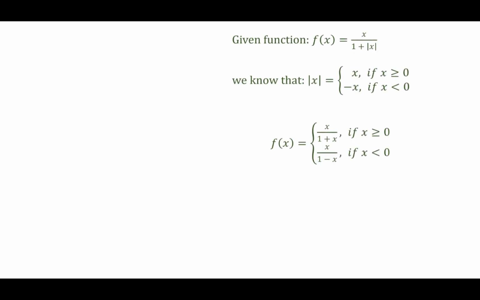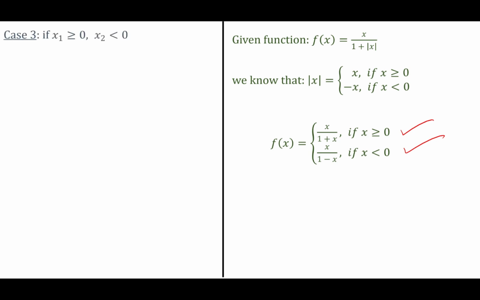Before we start case 3, I would like to write the given function, where mod x is x if x is greater than or equal to 0, and negative x if x is less than 0. Now, case 3. In case 3, I choose x1 as greater than or equal to 0, so I will take this value from the function. And x2 is less than 0, so I will take this one.